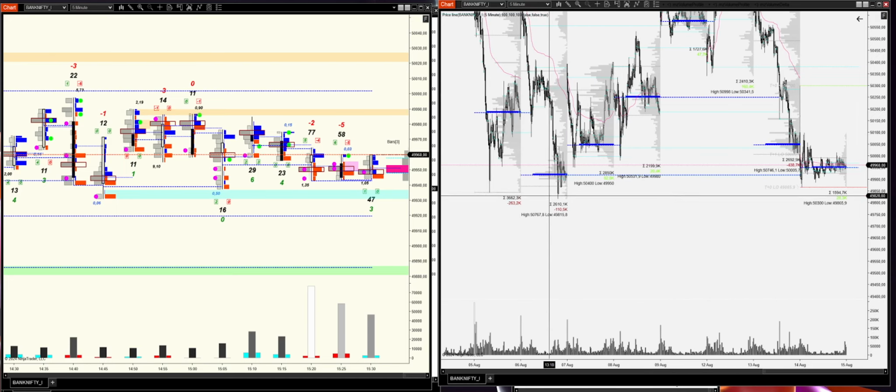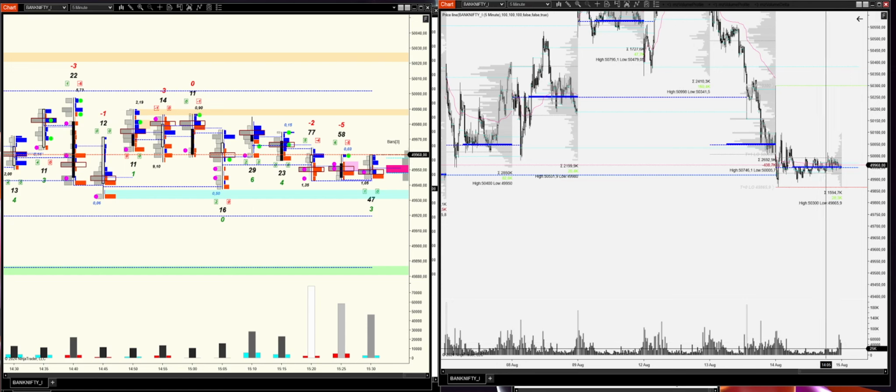So you're going to use the high volume nodes as targets, and on trending days, it's better to use the low volume nodes as your rejection zones. Again, I'll repeat it for days when you have consolidation, something like this. Okay, the recent day that we had. Now you can use this zone.